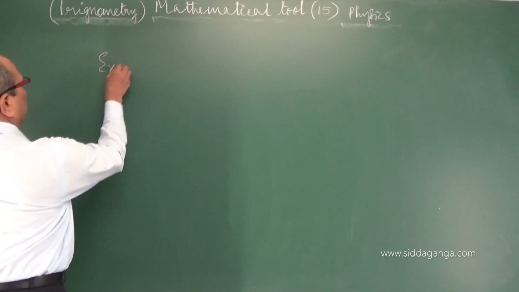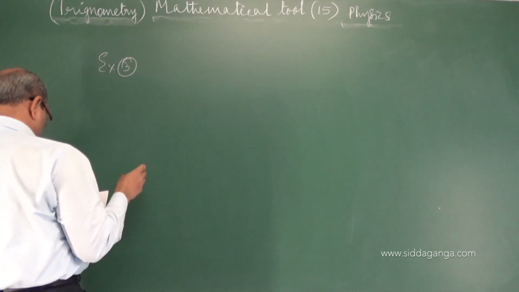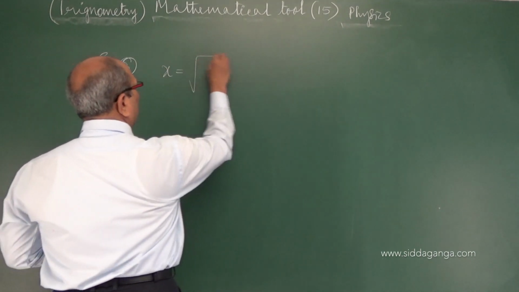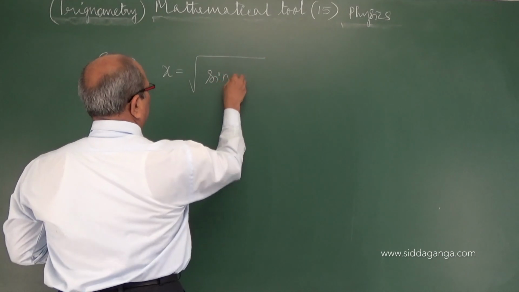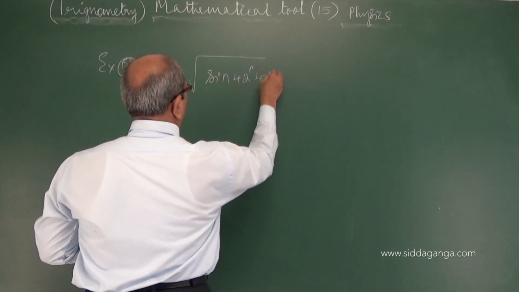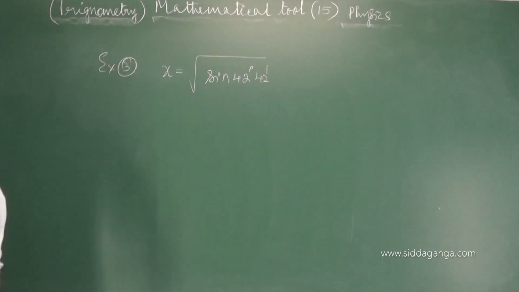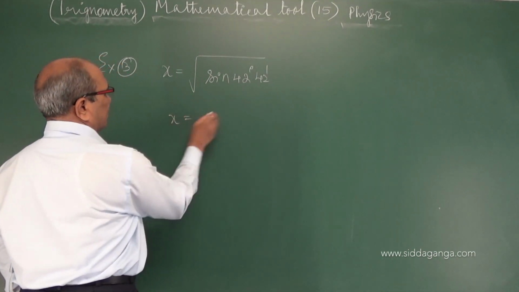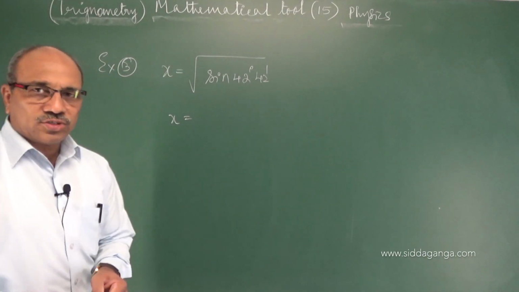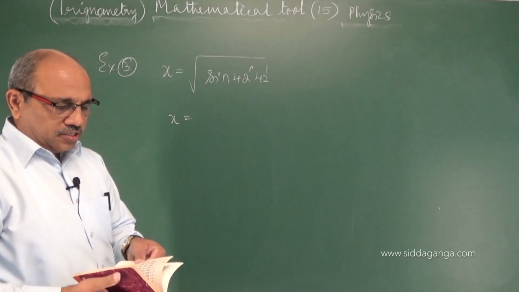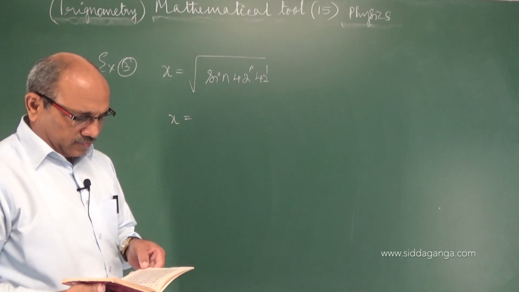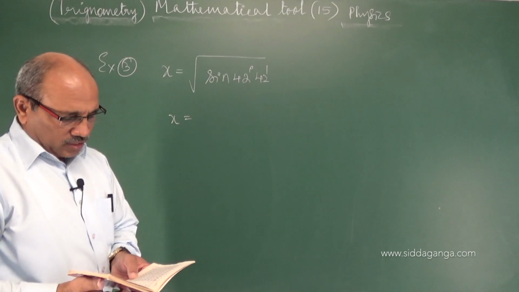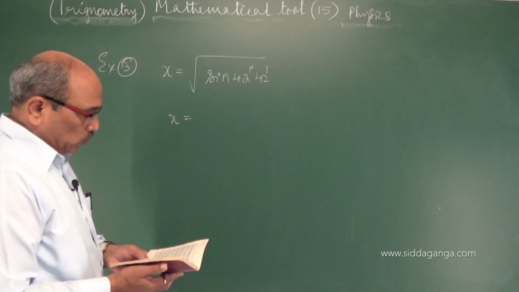So take the example third. X equal to root of sine 42 degree 42 minutes. To find this, you have to first see sine 42 degree 42 minute in natural sine. 42 degree 42 minutes. 6782.